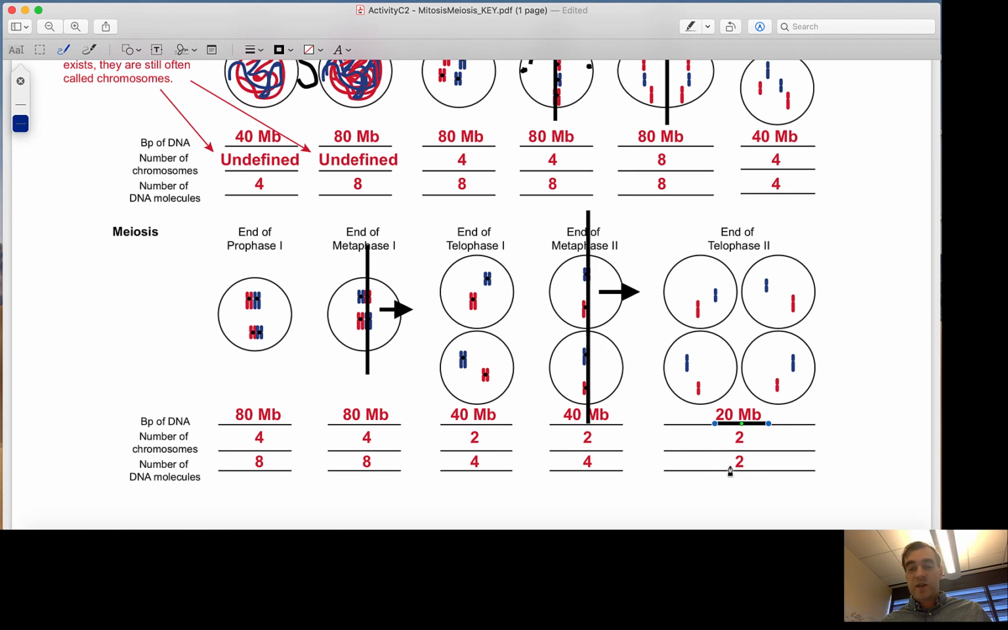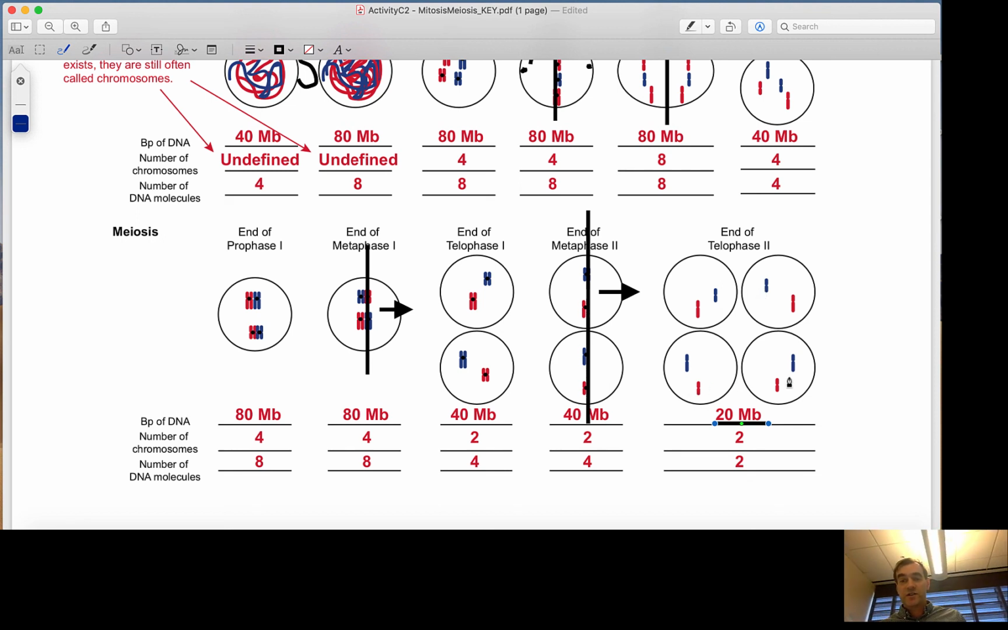And then the number of DNA molecules is now down to 2. So we have a chromosome 1 from the mother, chromosome 2 from the father. This one is the same. This one has a chromosome 1 from the father and a chromosome 2 from the mother, and then these 2 cells are the same. So these cells would not be the same if recombination has occurred, but when we ignore recombination, we have 2 identical cells and then 2 more identical cells.